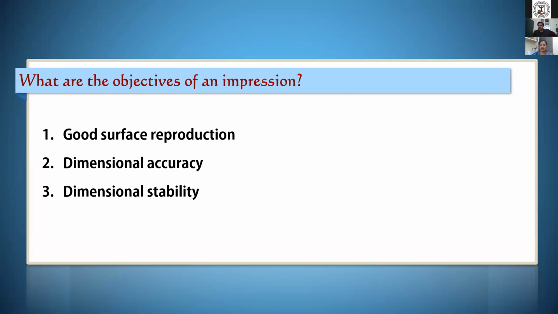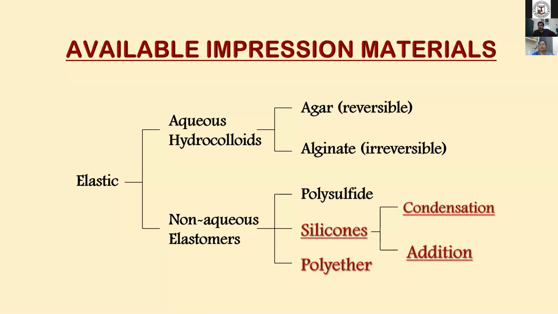Now, which are the materials available for making impressions? So these are the materials, and the agar and alginate, you already know that they are hydrophilic. Especially agar is a very good impression material, but it is outdated due to the complicated procedures involved. We'll discuss the alginate at the end of the session. And coming to polysulfide, it is now no longer used, and C silicone is also about to be outdated. So the major elastomeric impression materials we are going to discuss today are addition silicone and polyether.